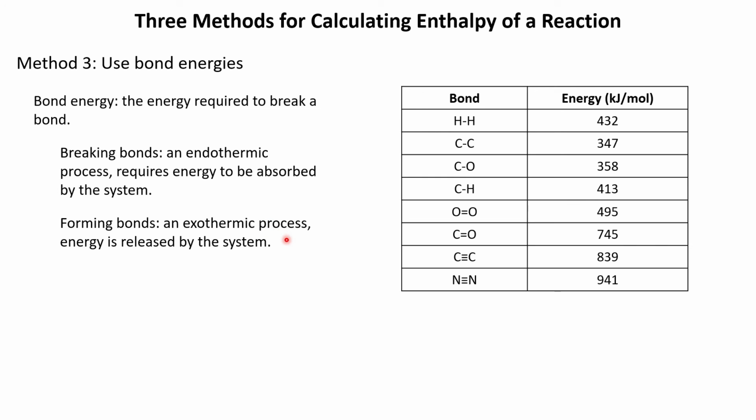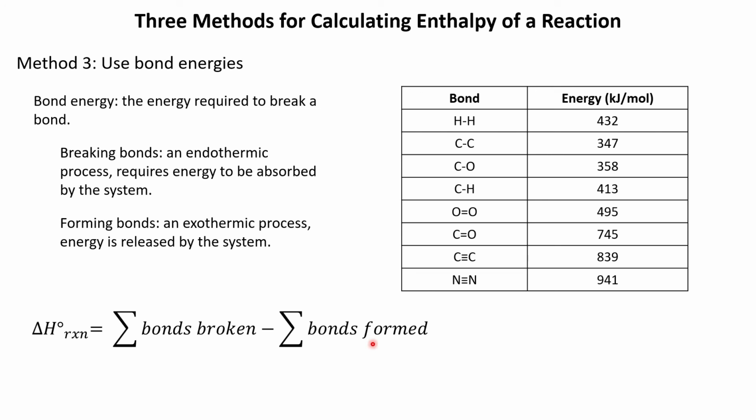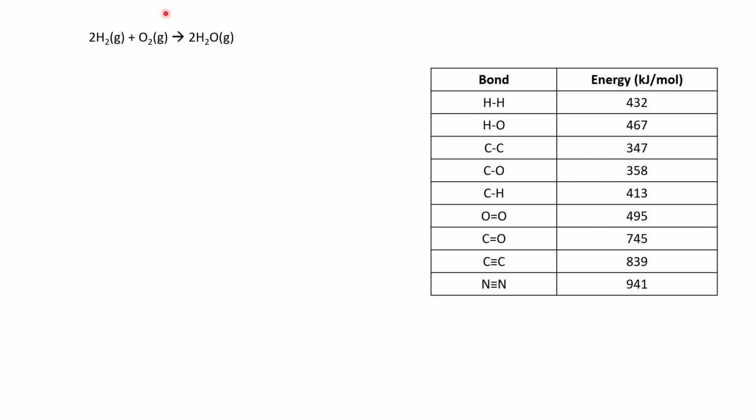So to calculate our delta H of reaction using bond energies, here is our equation. We're going to sum the bonds broken and we're going to subtract the bonds that are formed. As usual, let's see an example. So let's make water. Now, to figure out what bonds are broken and what bonds are formed, we need to have Lewis structures. Thankfully, these are pretty simple Lewis structures.